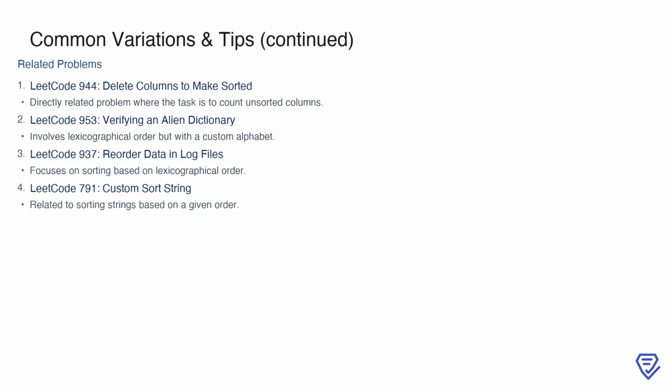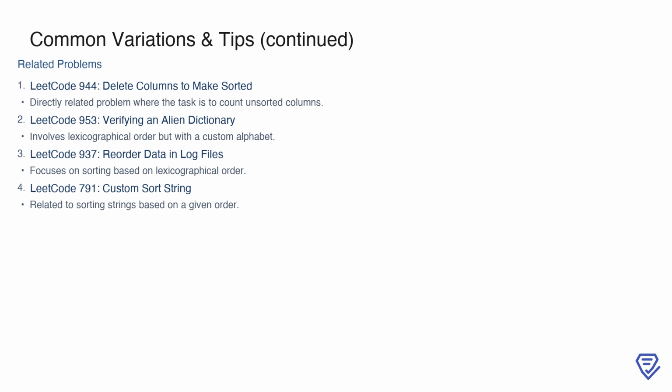Now that we've covered common pitfalls and tips, let's look at some related problems that can help reinforce your understanding. The most directly related problem is LeetCode 944, which is the one we're working on, counting unsorted columns in a matrix. Another interesting problem is LeetCode 953, where you verify the order of words according to a custom alien dictionary. It's a twist on lexicographical order but involves a different alphabet.